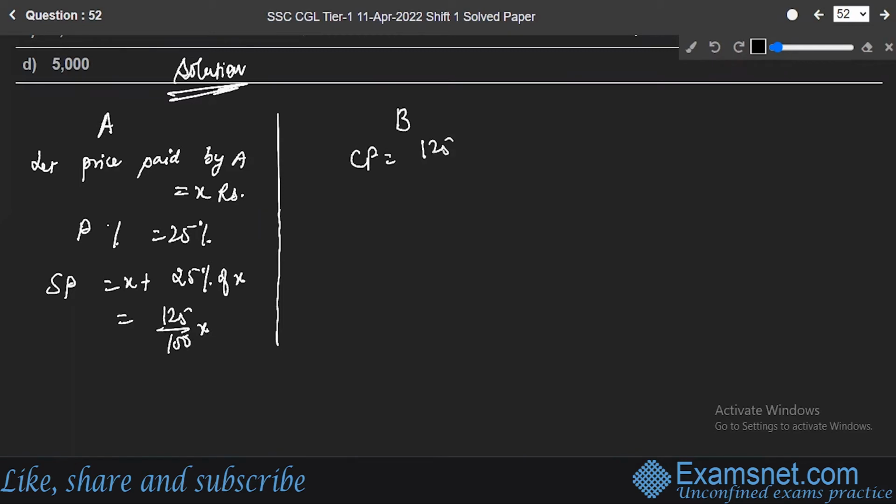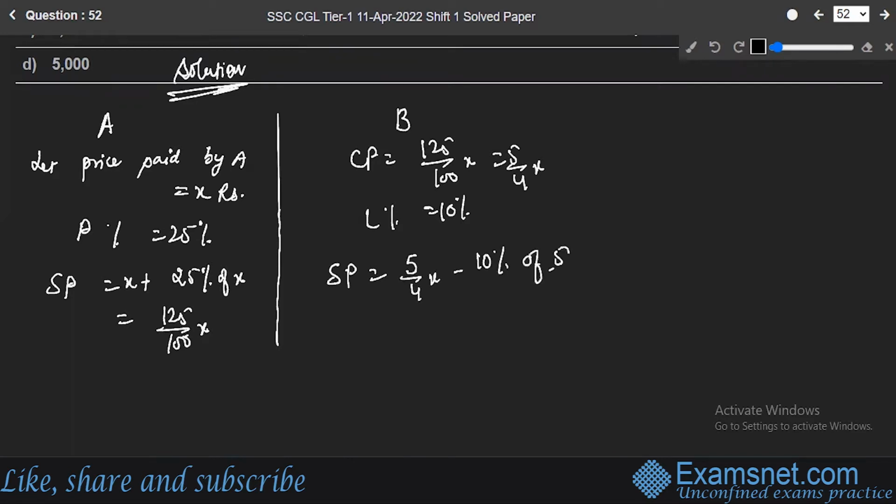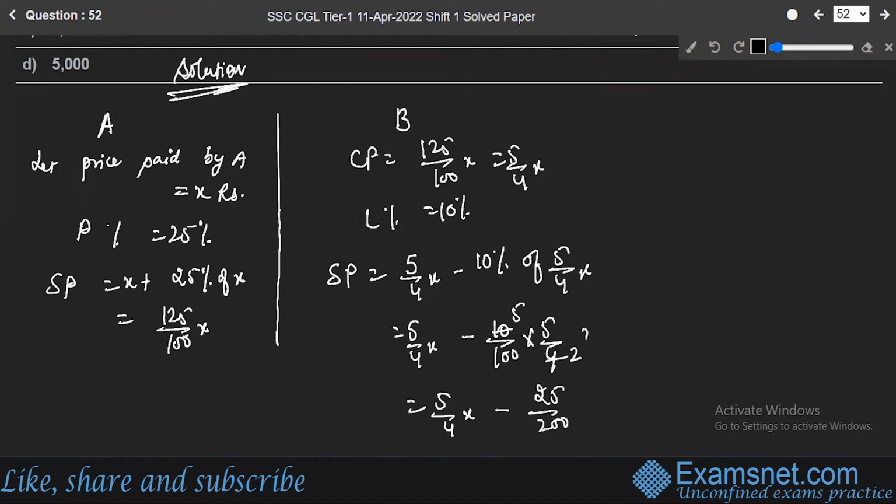That means this is the cost price of B. He had a loss of 10%. What will be the selling price for B? See, this will be 5 upon 4x. So this will be 5 upon 4x minus 10% of 5 upon 4x, which will be equal to 5 upon 4x minus 10 upon 100 into 5 upon 4, right? So this will come out to be, I'll say 5 over here and 2 over here. So this will be 5 by 4 minus 25 by 200 of X.